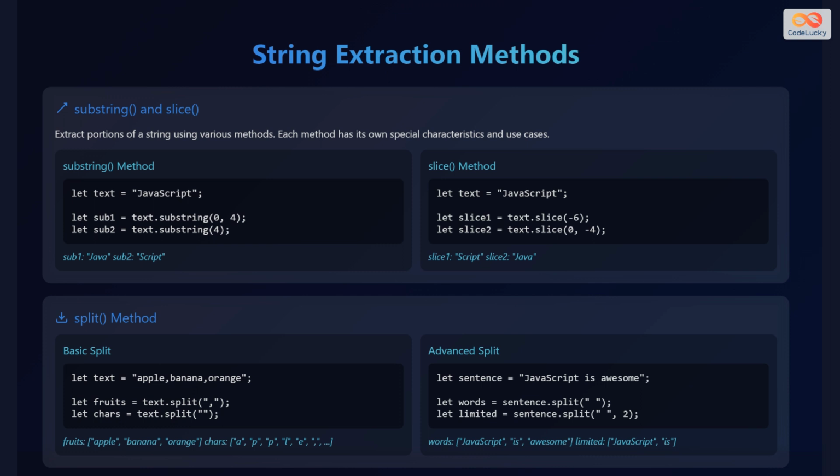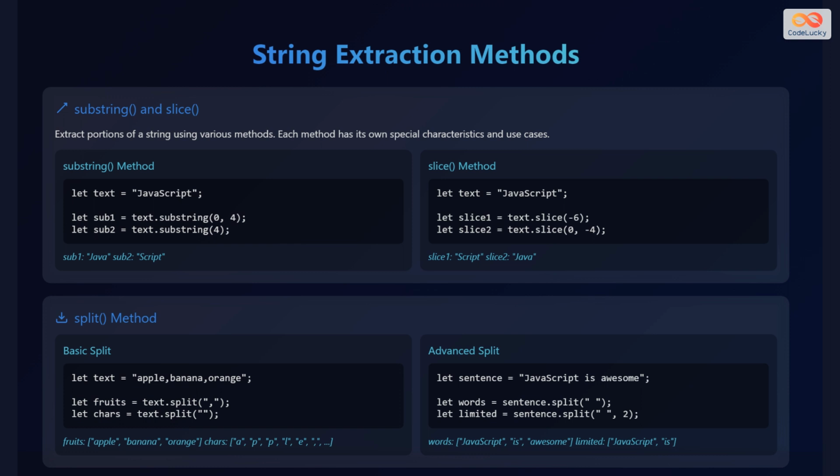Using the slice method, let text = "JavaScript". Let slice1 = text.slice(-6), and let slice2 = text.slice(0, -4). This results in slice1 being the string "Script" and slice2 being the string "Java".